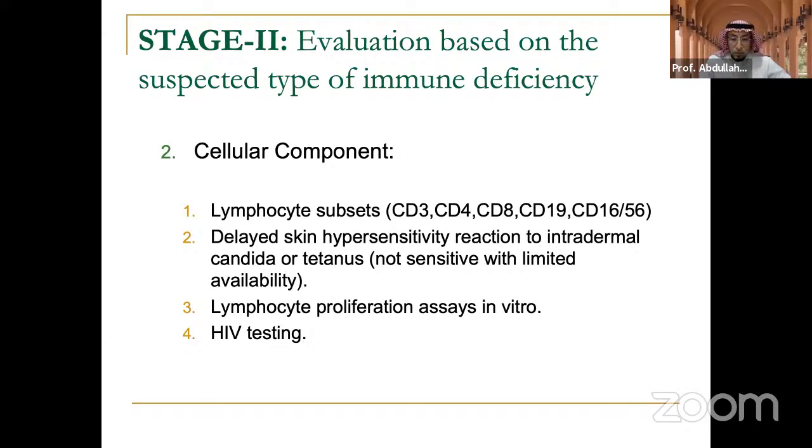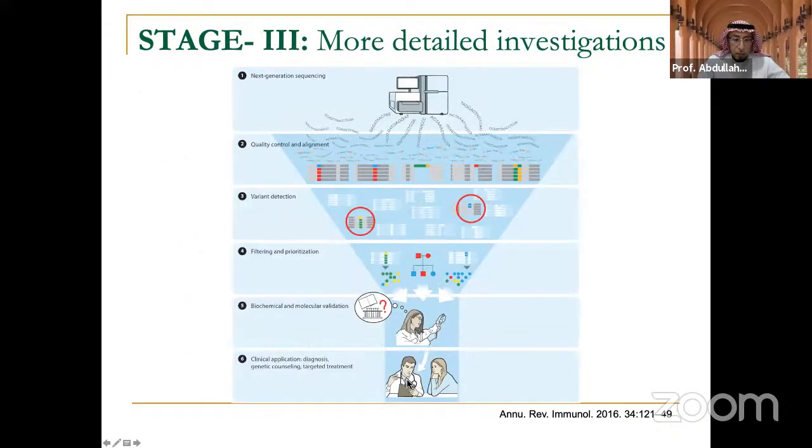Cellular components, looking for T cell subsets, CD3 T cells, CD3 CD4 positive helper cells, cytolytic T cells, CD8 positive, B cells, CD19 or 20, and NK cells, CD16 and 56. T cell function: delayed skin hypersensitivity reaction to intradermal candida and tetanus used to be used, but nowadays they are not much used, and we don't have reagents available in the market. But the gold standard is lymphocyte proliferation assays in vitro, and don't forget about HIV testing.